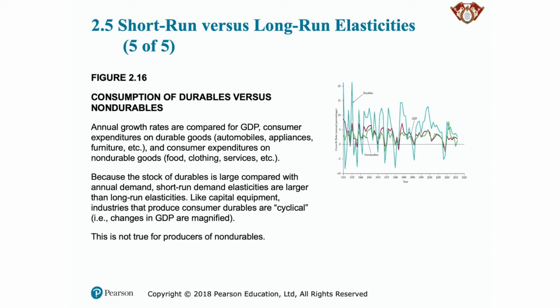Where long-run elasticity is larger than short-run. But in the durable goods case, short-run elasticity is larger than long-run elasticity, because the stock of durables is large compared with annual demand. Like capital equipment, industries that produce consumer durables are cyclical. Right? For example, changes in GDP are magnified. This is not true for producers of non-durables. That is the usual case. The non-durable case is different, but the durable case is very cyclical. The fluctuation is very severe.